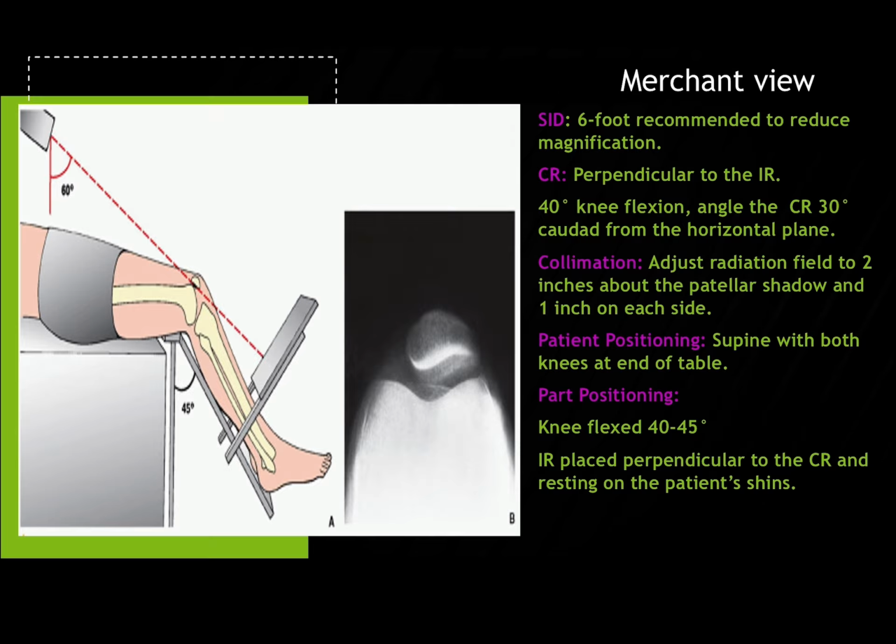Patient position is supine with both knees at end of table, and the knee is flexed 40 to 45 degrees and IR placed perpendicular to the central ray and resting on the patient's shin. I attached a nice picture so you could get a visualization of what it's explaining here.